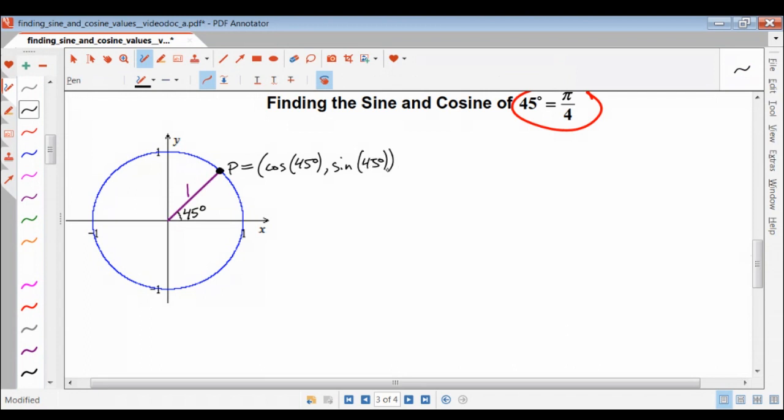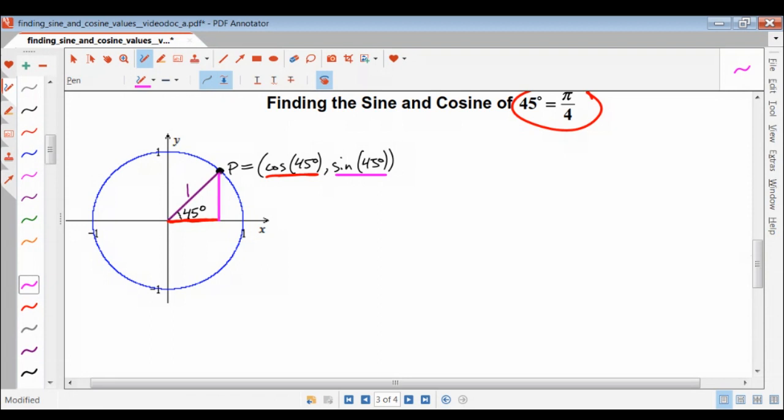All right. Now, based on how the coordinate system works, we know that since cosine of 45 degrees is the x-coordinate of point P, this distance here along the x-axis to take us over to point P must be cosine 45 degrees units long. And since sine of 45 degrees is the y-coordinate of point P, this vertical distance must be sine of 45 degrees units long.